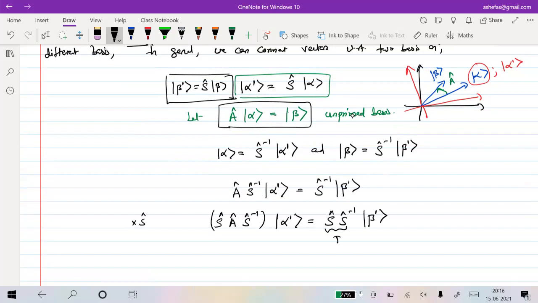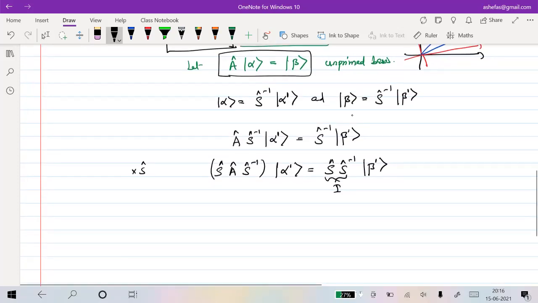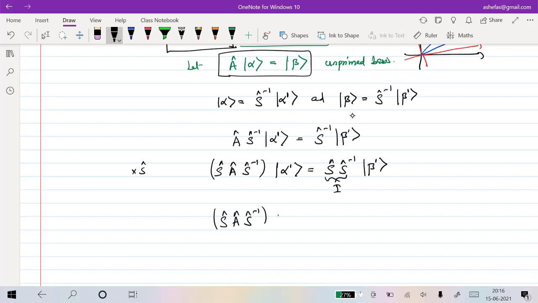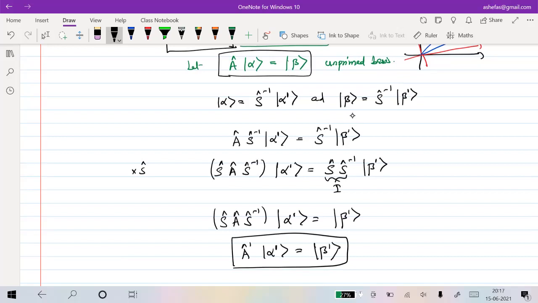Now S times S inverse would be an identity operator. So what will you get? S A S inverse acting on alpha prime equals beta prime, or we can write A prime times alpha prime equals beta prime. Okay, so this is the same mathematical expression, but in primed basis.